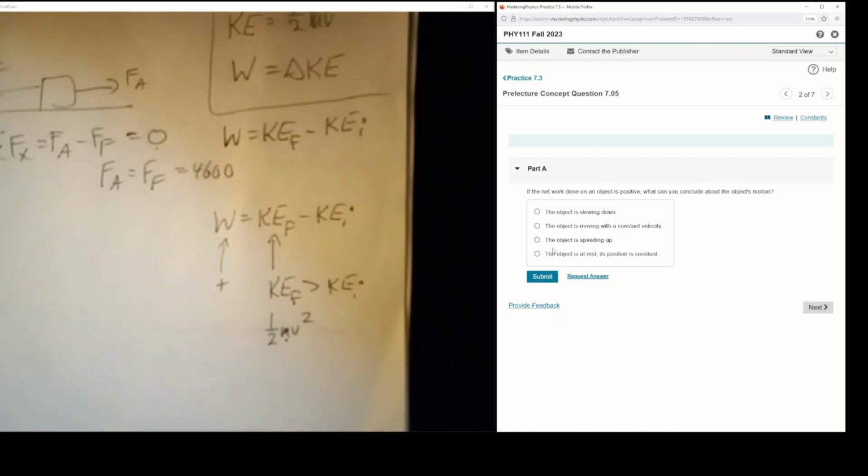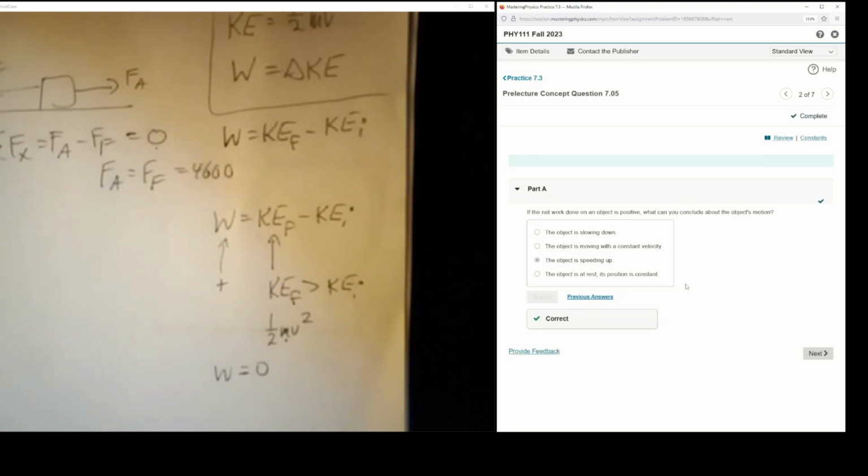If we look at our choices, first one, object is slowing down. Nope. That would mean negative work. The object is moving with a constant velocity. No, that's not true. Constant velocity would mean work is 0. The object is speeding up is the correct answer. And let's just look at the last one. The object is at rest. Well, it's not at rest. It's moving. So our object is speeding up. That's what positive work is going to mean there.